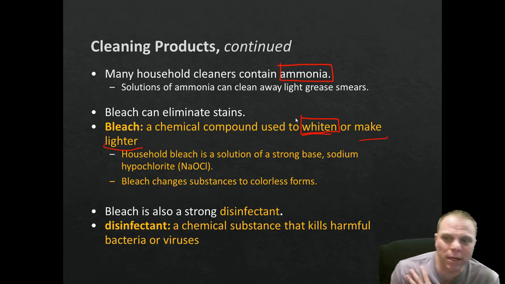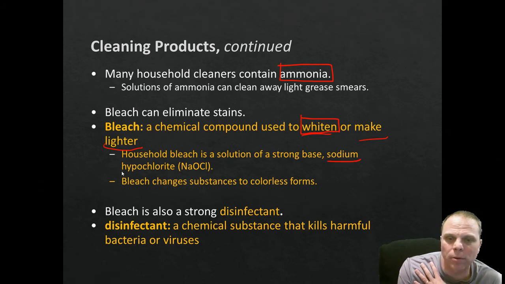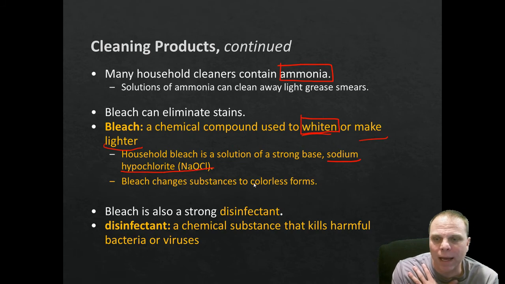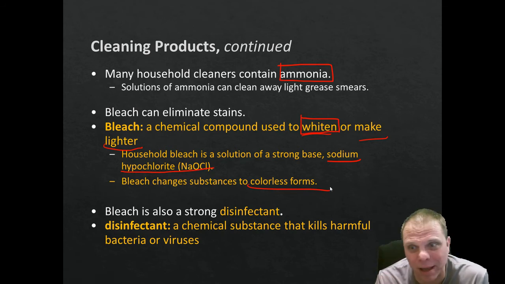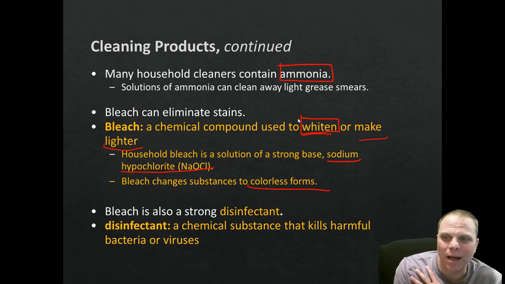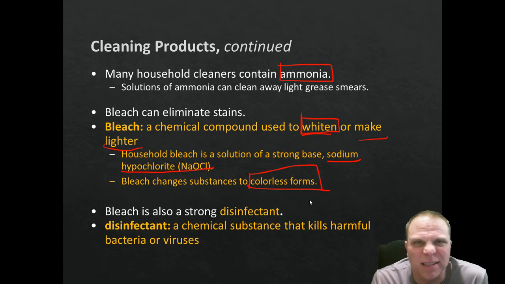Okay. So what is bleach? Bleach is a compound called sodium hypochlorite. Again, it changes things to colorless forms. Makes them white and/or colorless, right? We can't really say it's white. For instance, if I got a green stain on a red shirt, I don't want it to be white, okay? Because then I'm going to have a white stain. So no, it's actually making it colorless. We talk about whiten, but it's probably better to refer to it as colorless.